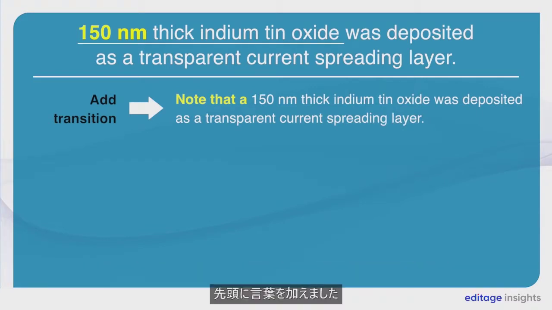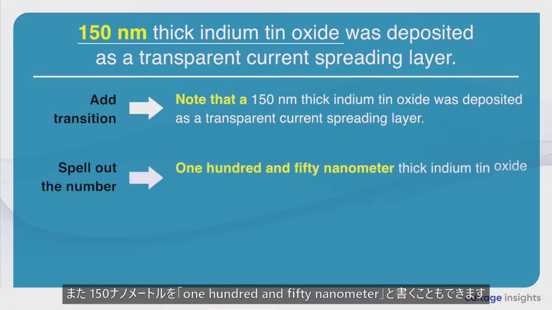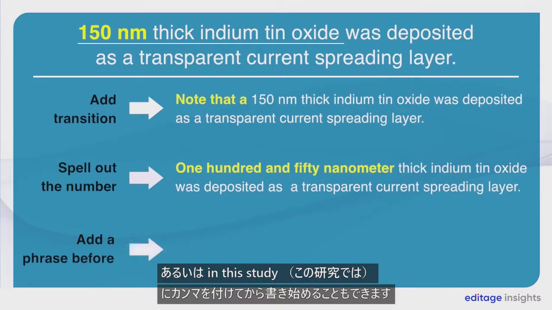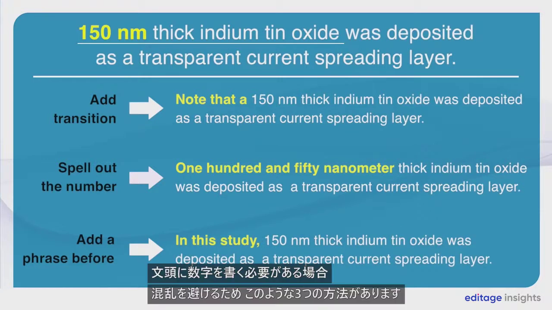I can change that. I can put words at the beginning of the sentence. I can write, instead of saying 150 nanometer, I can write one hundred fifty nanometer. I can write the full term. Or I can put a different type of transition. I can say, in this study, comma. And so there are three different ways to overcome the fact that at the beginning, in the subject, you need a number.